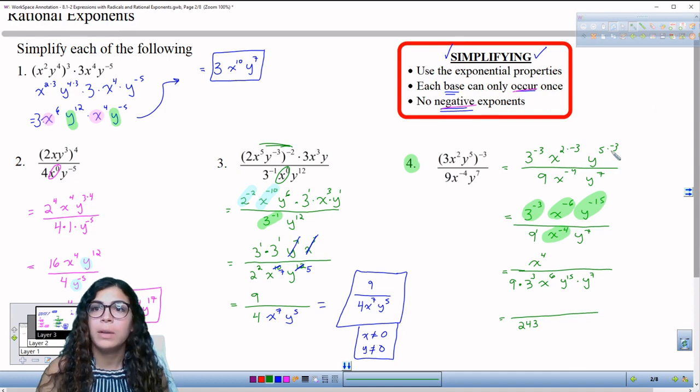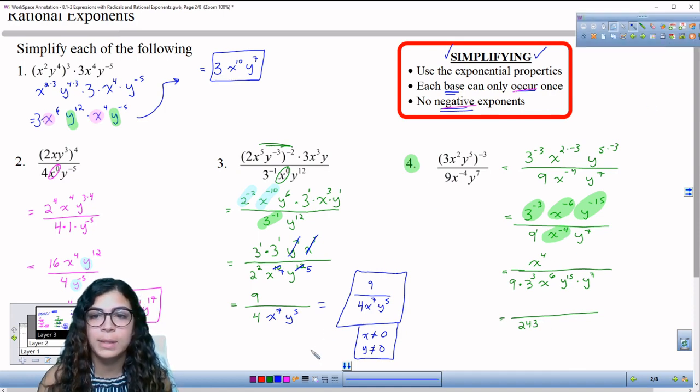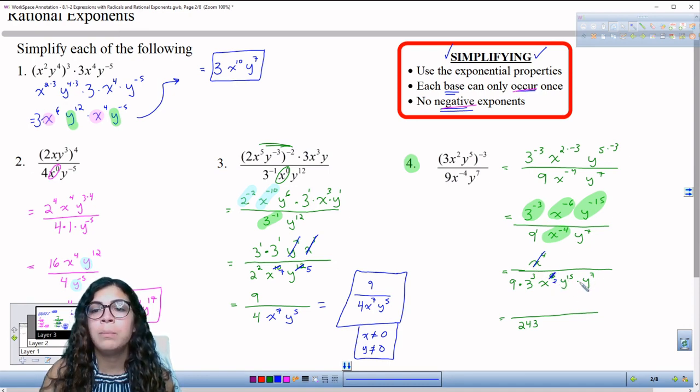Okay. Now the next thing that I want to do is I see multiple bases, right? I have multiple bases with x and I have multiple bases with y. So because these factors are on top and on bottom, I can cancel out 4 copies of x on top with 4 copies of x on bottom, leaving 2 copies of x on bottom. And then both of these copies of y are in the denominator.